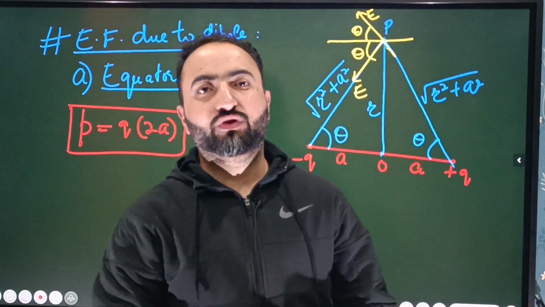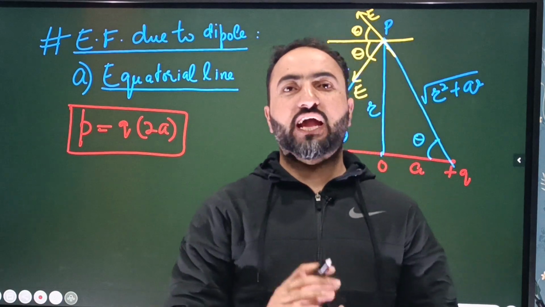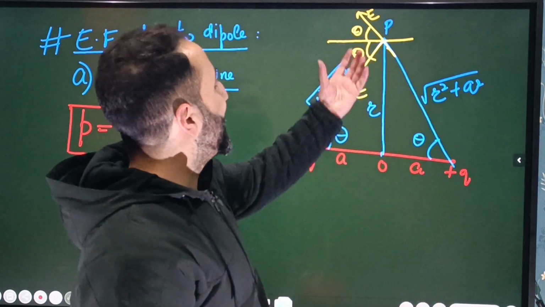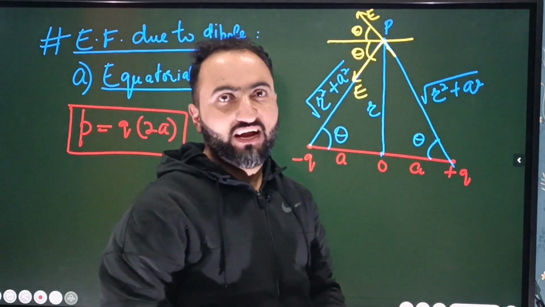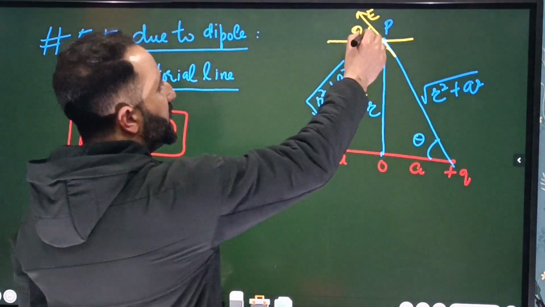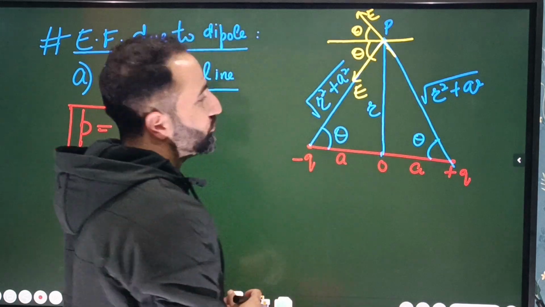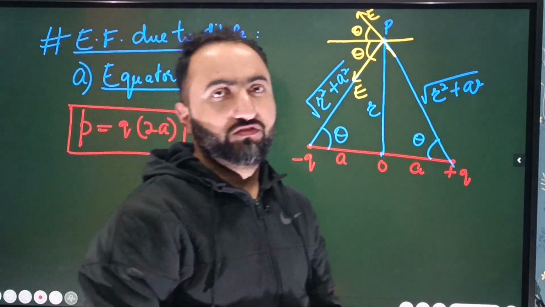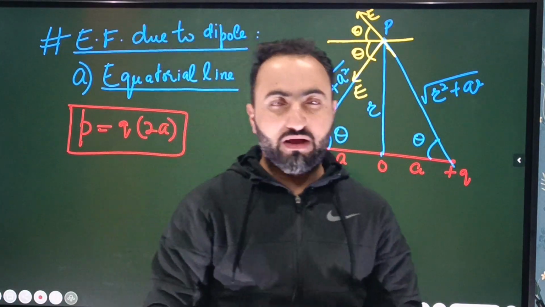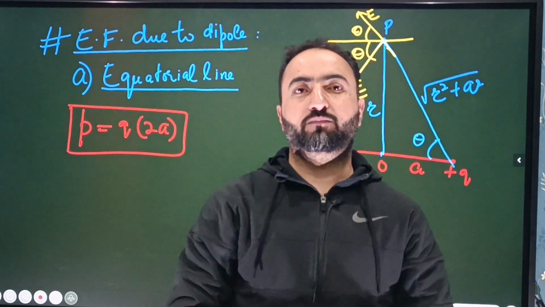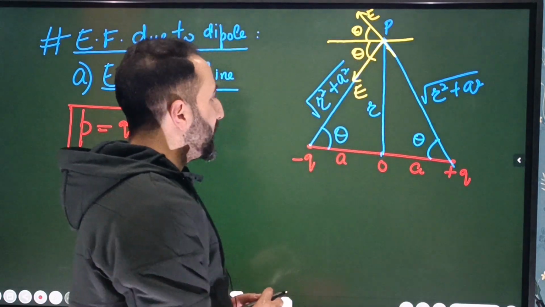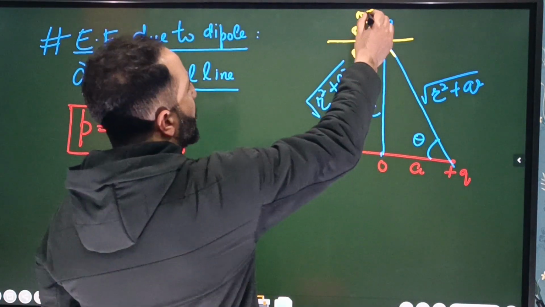So how many electric fields do we have? We have 2 electrostatic fields, E and E. Why do I label this as E and this as E? Because their magnitude will be exactly the same. The reason is that this point P is equidistant from minus q and from plus q. So the electrostatic field because of plus q and because of minus q will be the same in magnitude.